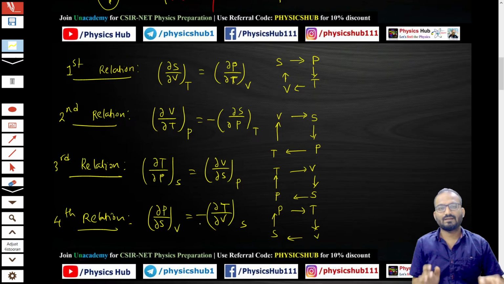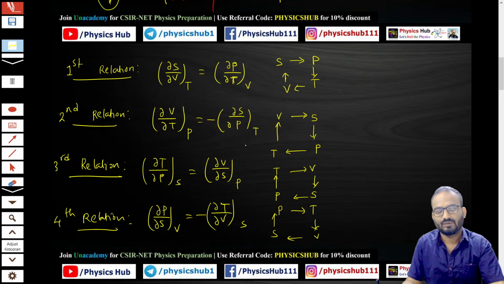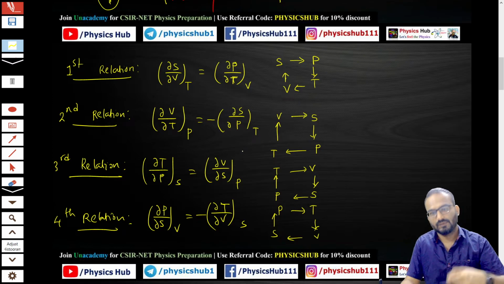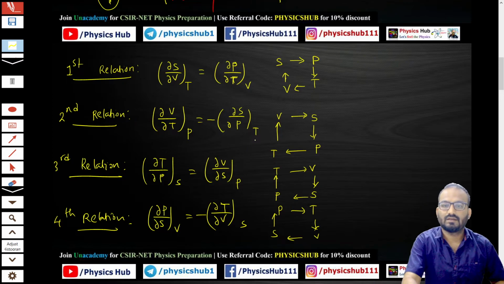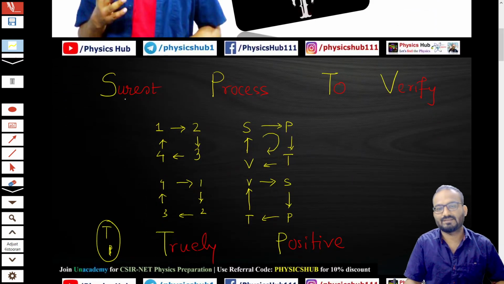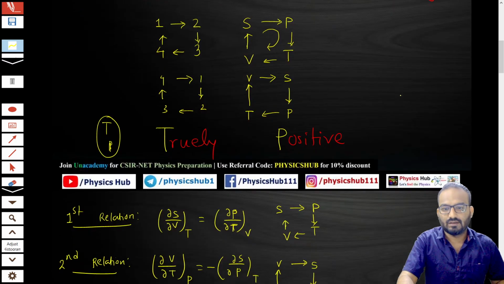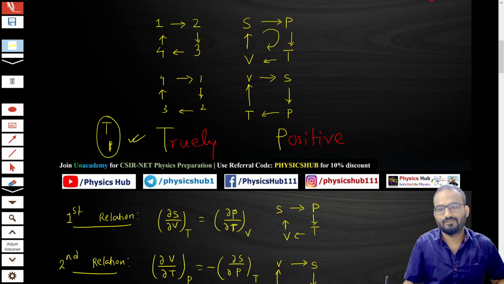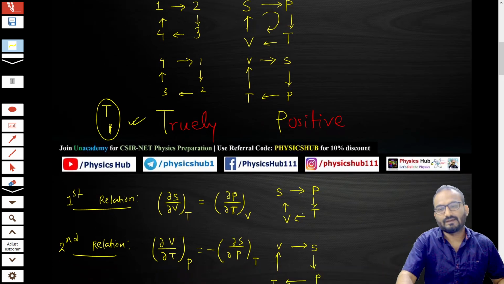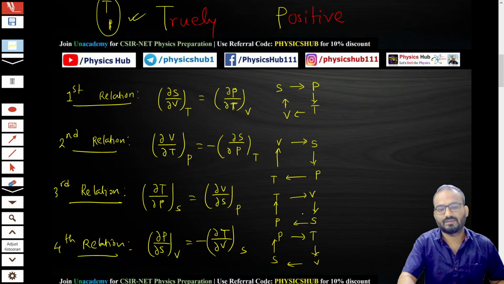So in this way we can easily get these four relations. You can write all those four relations in seconds. It will take only a few seconds to write them in the examination. So you can easily recall all these four thermodynamic relations if you just remember this SPTV concept, Surest process to verify, सुनिश्चित करने की पद्धति, and this truly positive TP. I think you have understood how to remember these four Maxwell's thermodynamic relations easily. You will never forget after this if you remember this trick.